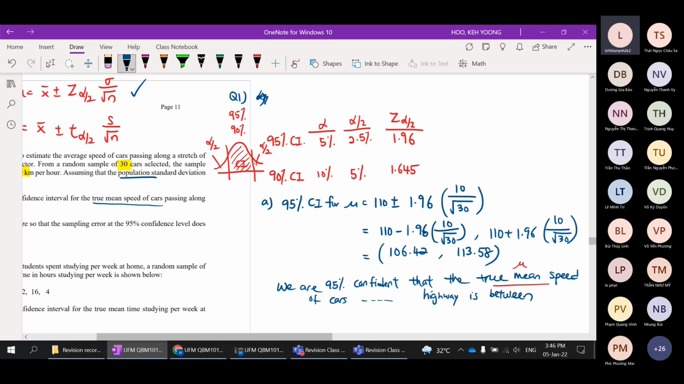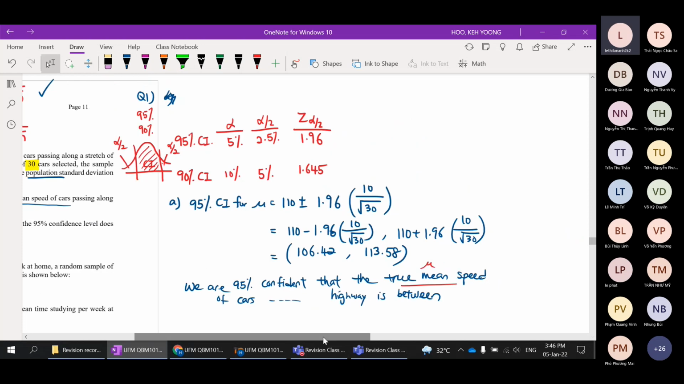Is between the answers that we found. Okay, 106.42 kilometer per hour and 113.58 kilometer per hour. So that means we are 95% confident that the population mean speed is between these two values. Okay, we are 95% sure.